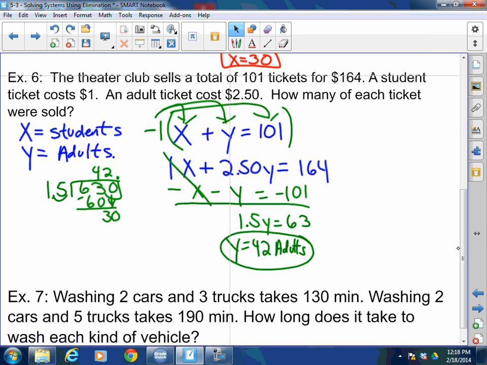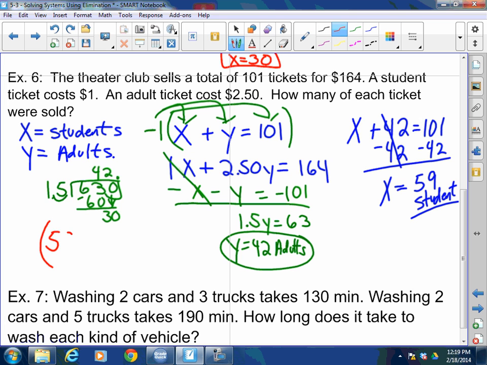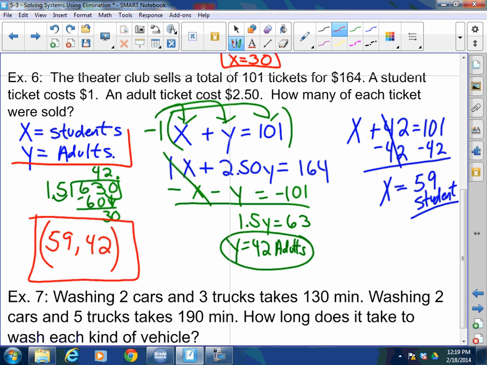How do I know how many children or students I have now? Plug it in. Thank you very much. Good job, brother. x plus 42 equals 101. Subtract 42 from both sides. x equals 59 students. So my solution: 59 students went, 42 adults. Label, equation, solve.